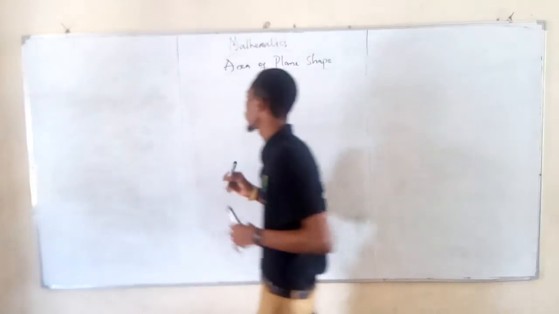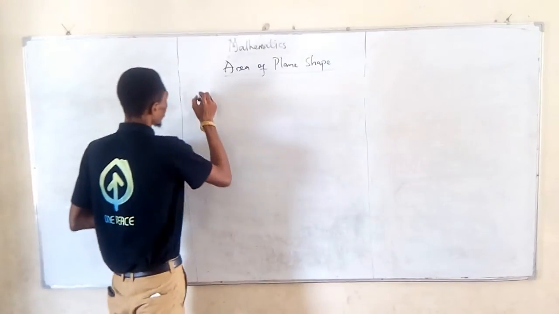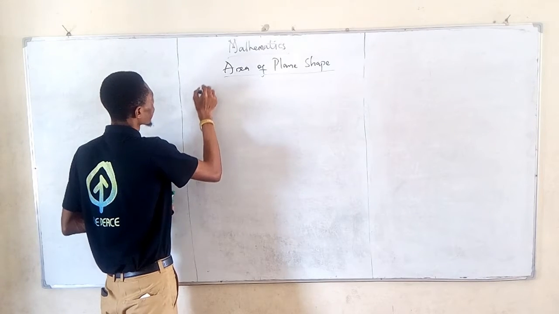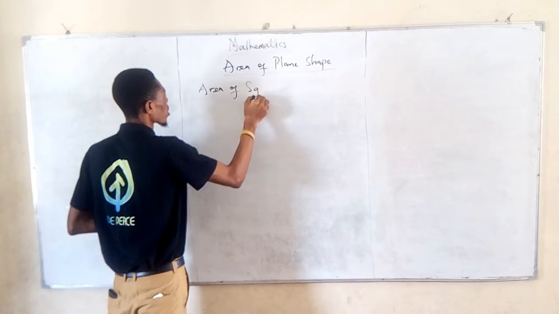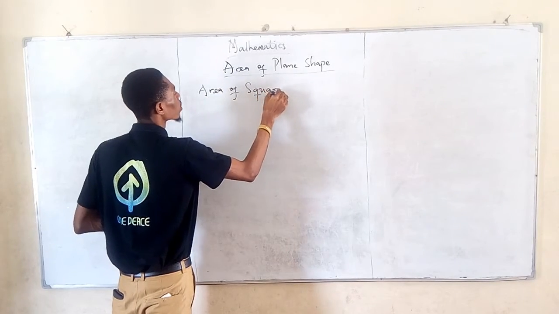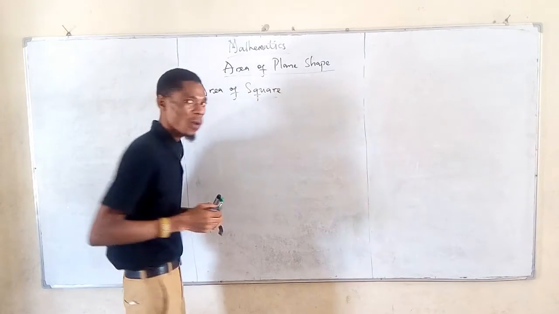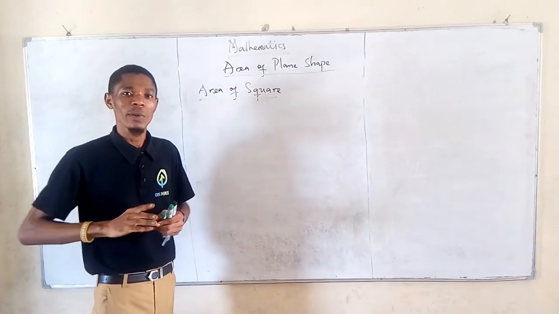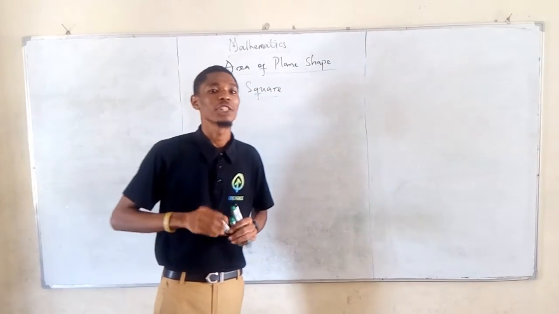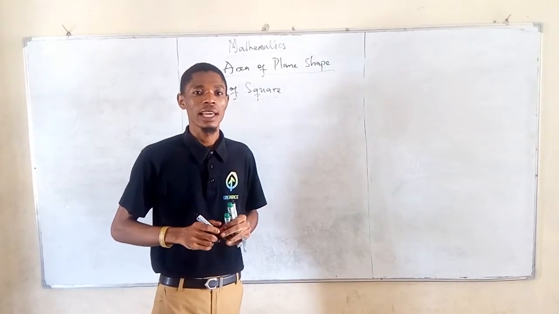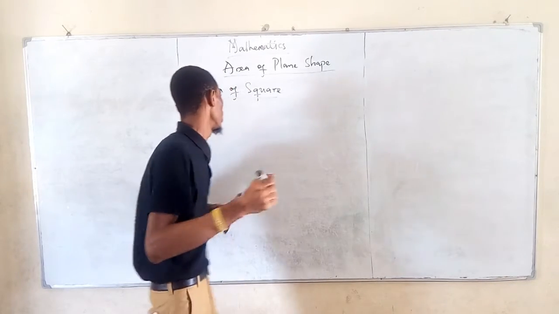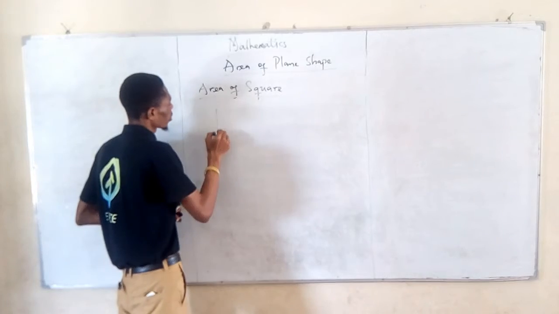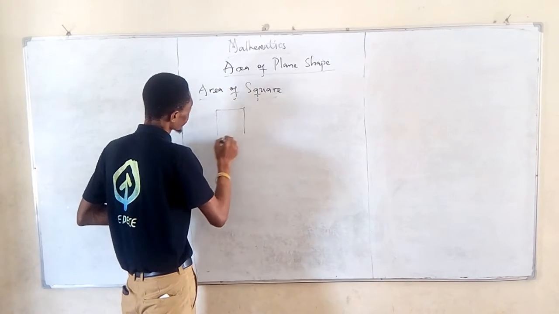Now, areas of plane shapes. Let's try out square. Area of square. Now, what is a square? If you can remember vividly, a square is simply a shape with 4 sides, and all the 4 sides are equal. Okay? Now, let's see if we can draw a square perfectly.